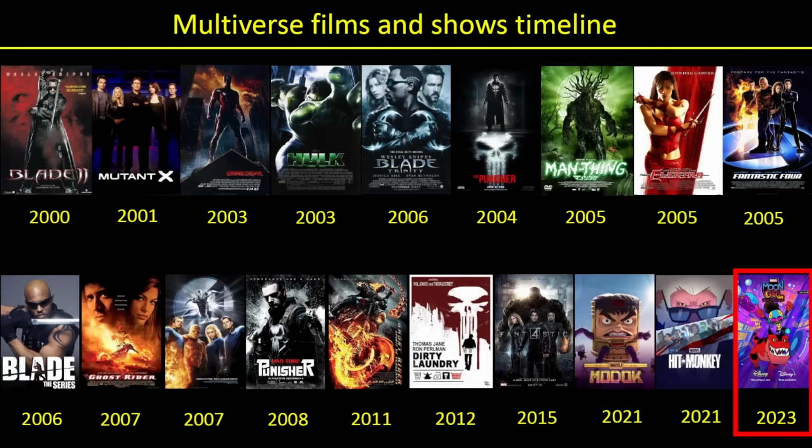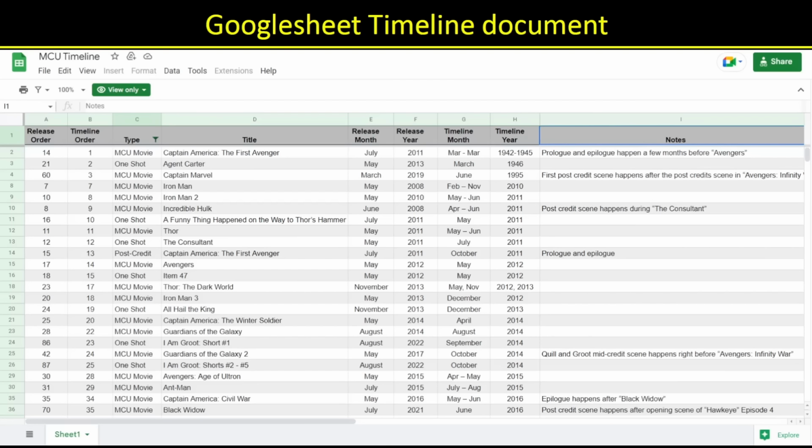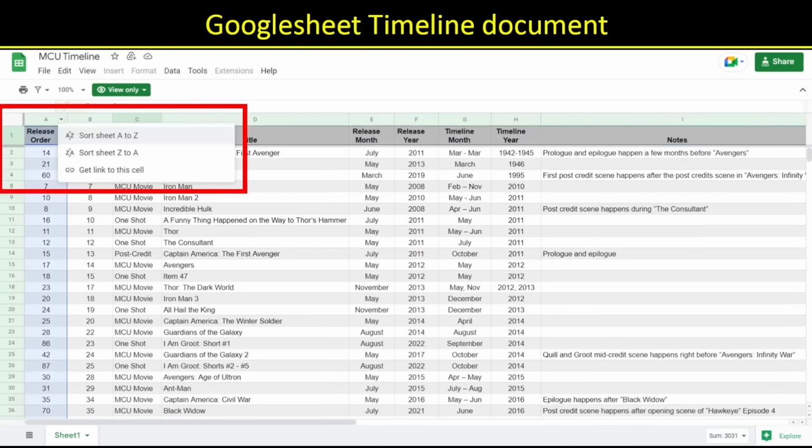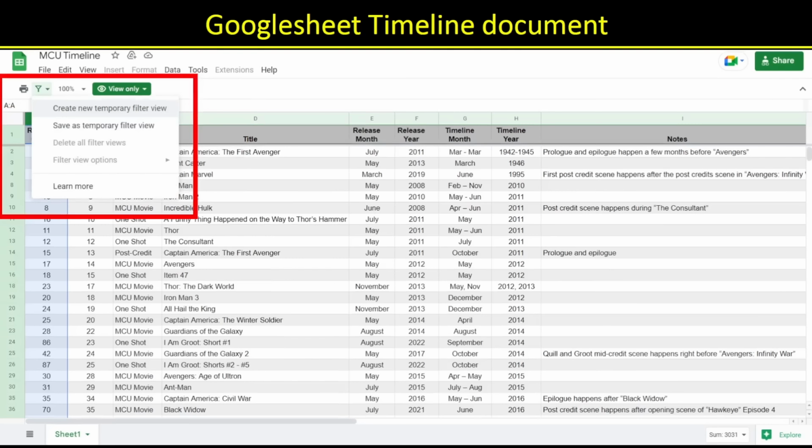And in fact, if you want to see that watch order, you can go check out my Google timeline document, which is online. I will leave a pinned comment so you can go to it. Notice it's sorted by timeline, month, and year, and that is my recommended order because you know I love timeline order. And so this has all the movies that I've mentioned in this video in the order that I would recommend watching them. Of course, you can also sort, though, by release order. So you can go up to the sort and fire away there. And you can filter. So you can either create a temporary view or you can download it and filter away.